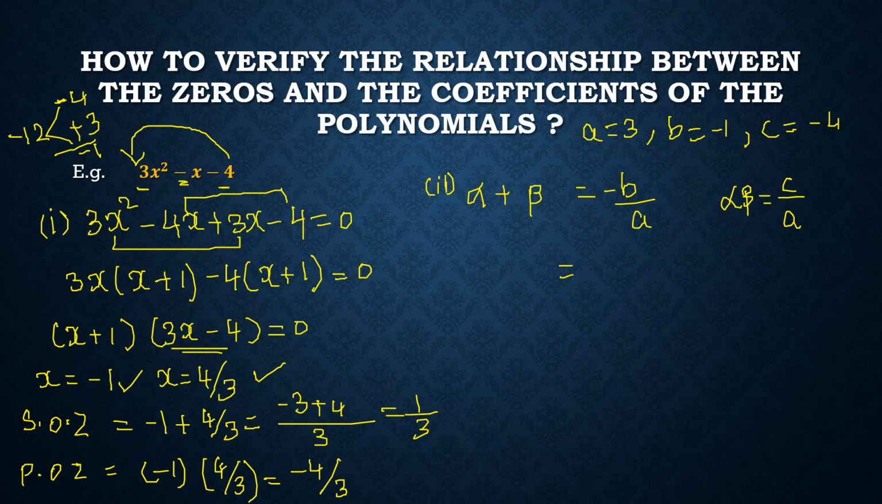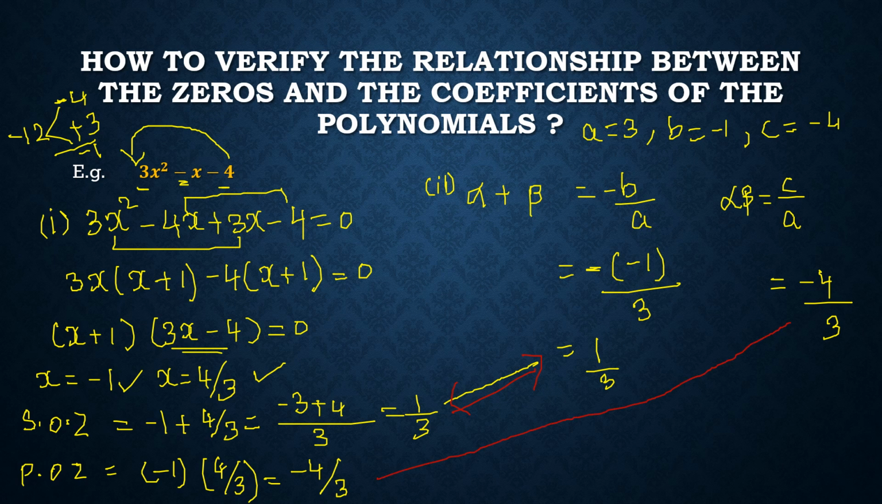Now here in alpha plus beta, in the formula a minus is already there, and the b value is also minus 1, divided by the value of a, which is 3. Minus into minus becomes plus, so plus 1 by 3. Now see here in alpha beta, the c value is minus 4, the a value is 3, so it's minus 4 by 3. Just cross verify these two: sum of zeros from factorization and alpha plus beta. Both values are the same. And see here, the product of zeros from the factorization and the alpha beta value, both values are the same. So this is how we need to verify. At the end you need to write hence verified. So here comes the end of the problem.